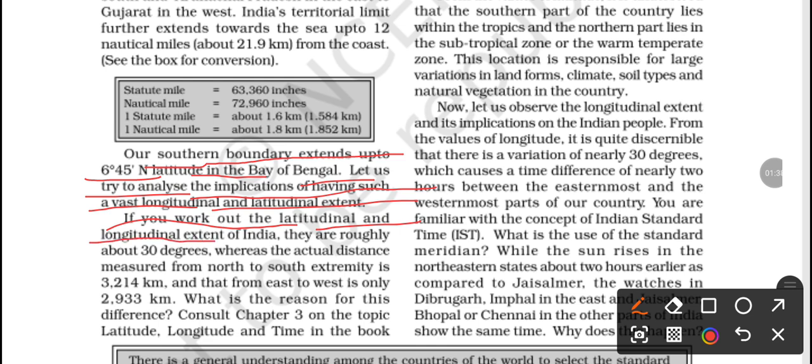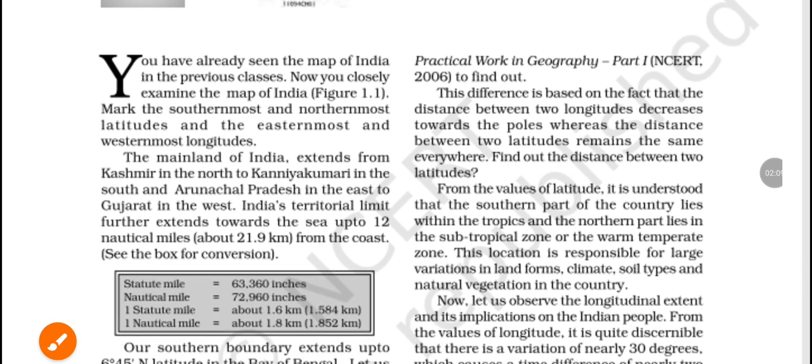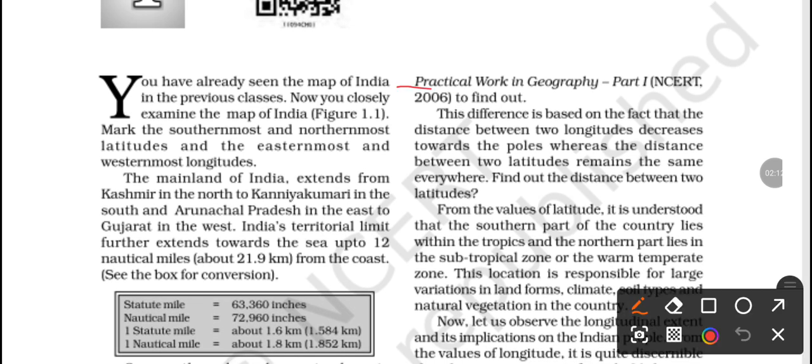If you work out the latitudinal and longitudinal extents of India, they are roughly about 30 degrees, whereas the actual distance measured from the north to south extremity is 3,214 kilometers, and that from east to west is only 2,933 kilometers. What is the reason for this difference? Consult Chapter 3 on the topic Latitude, Longitude and Time in the book Practical Work in Geography Part 1, NCERT 2006, to find out.